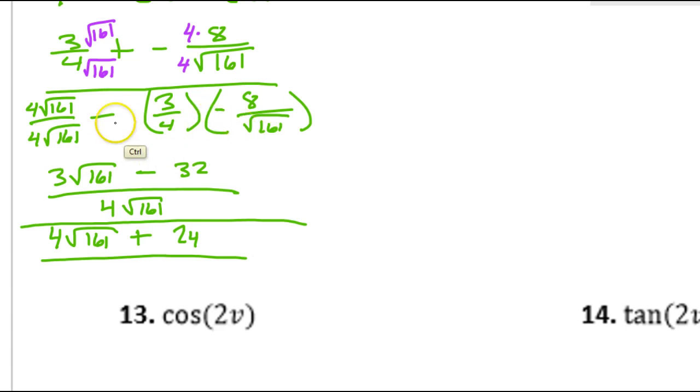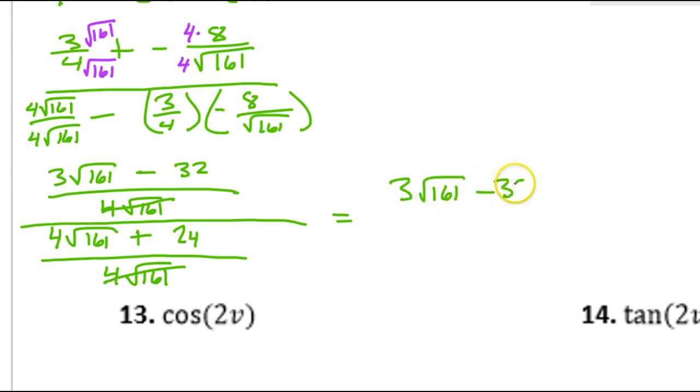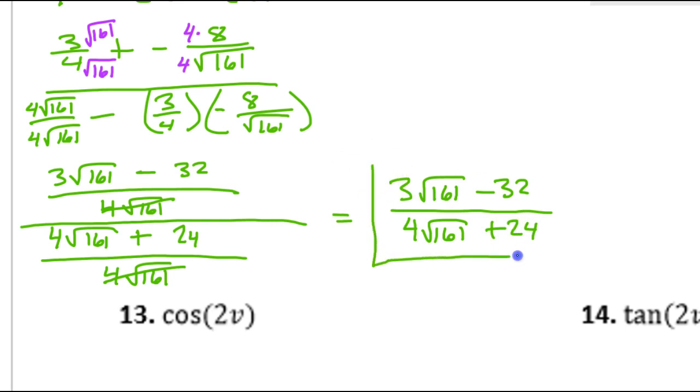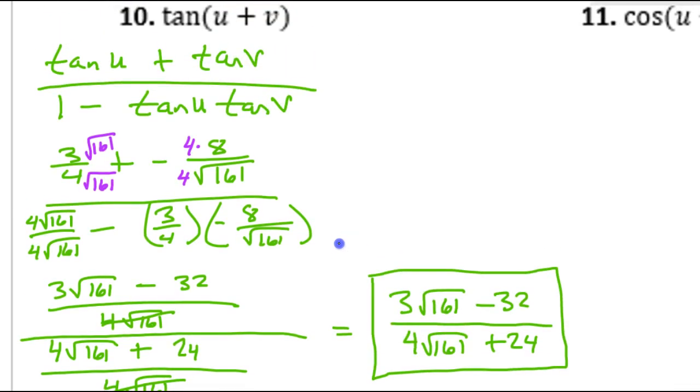Meanwhile, we have the like denominator of 4 radical 161. Oh, look at that. We have the same denominator for both fractions. So those are going to cancel each other out, just leaving the numerators behind. Okay, so that's going to leave 3 radical 161 minus 32 over 4 radical 161 plus 24. So this is the final answer for number 10.